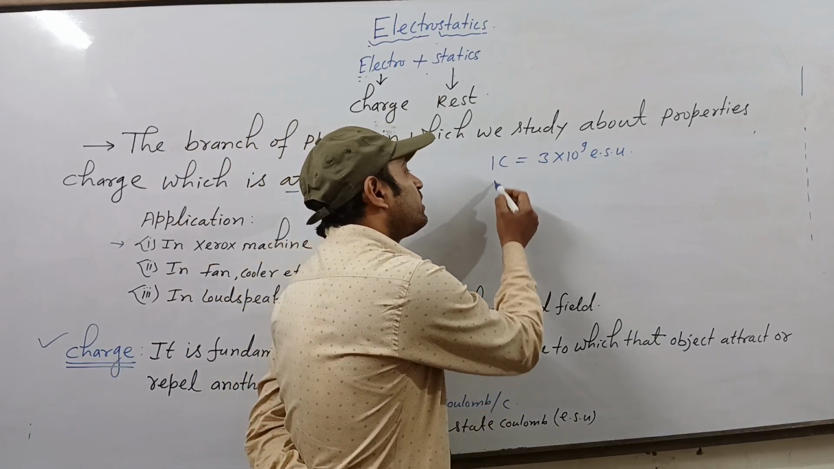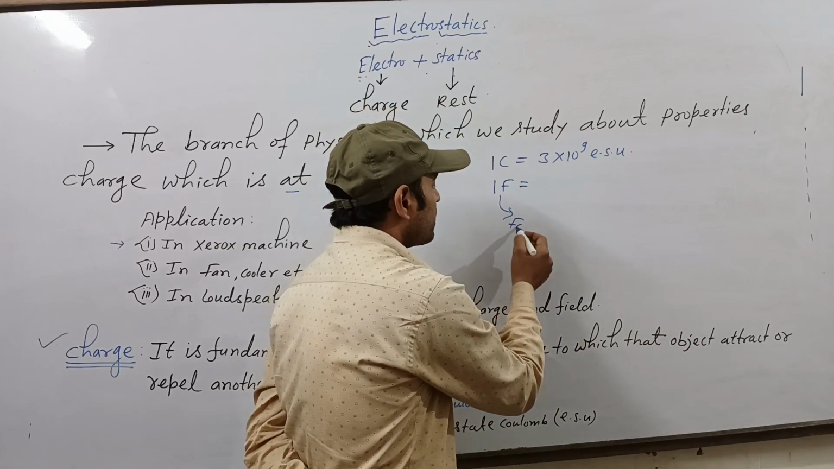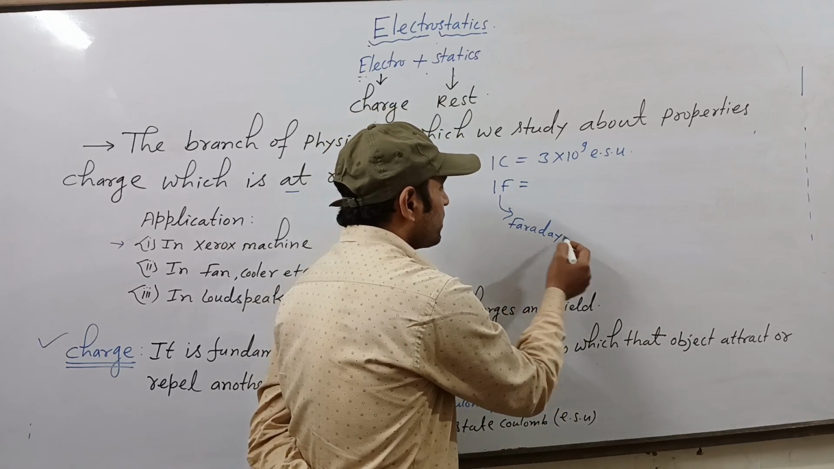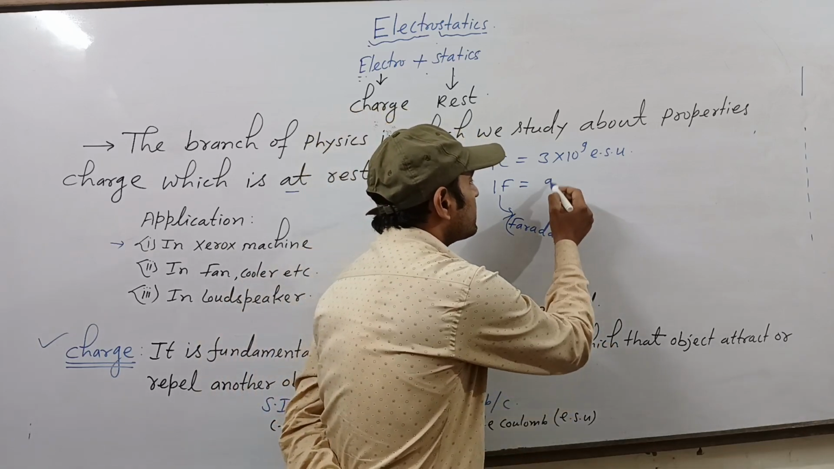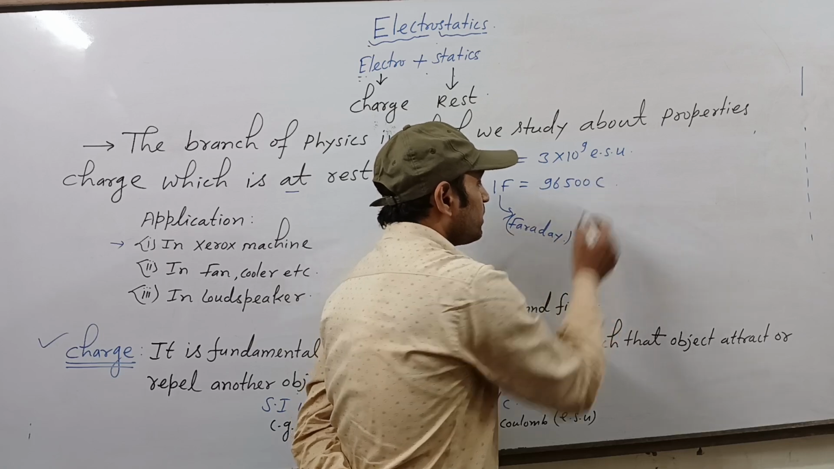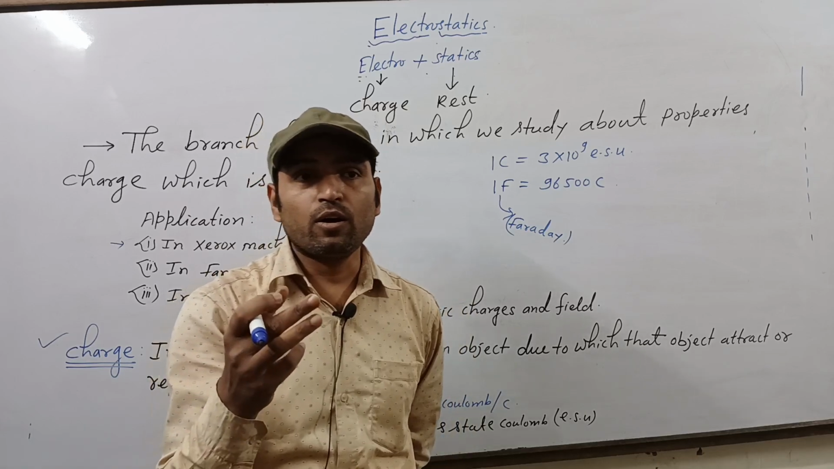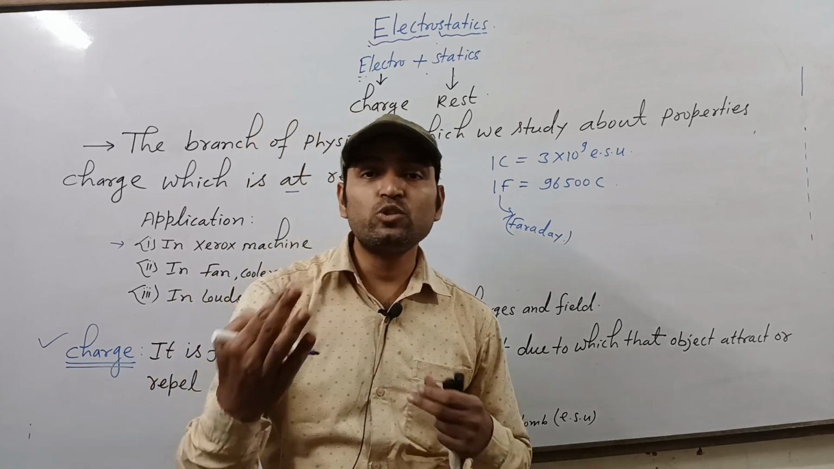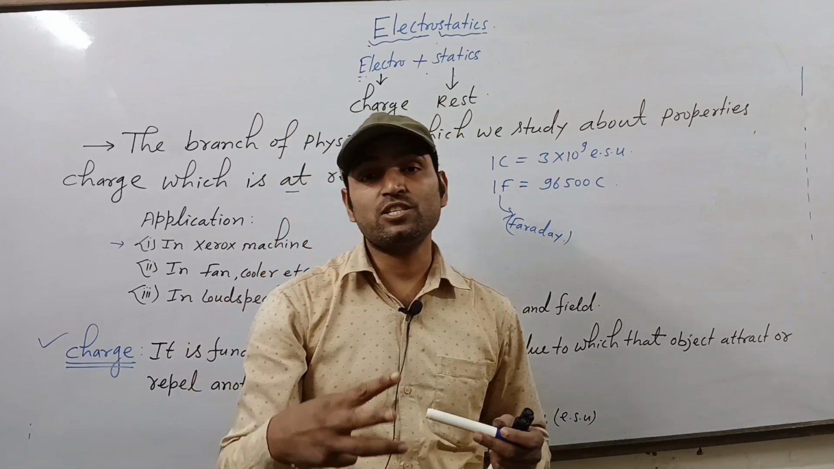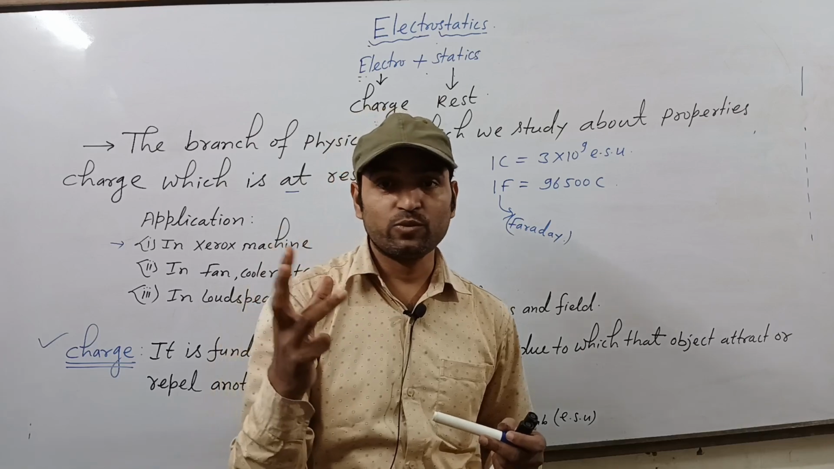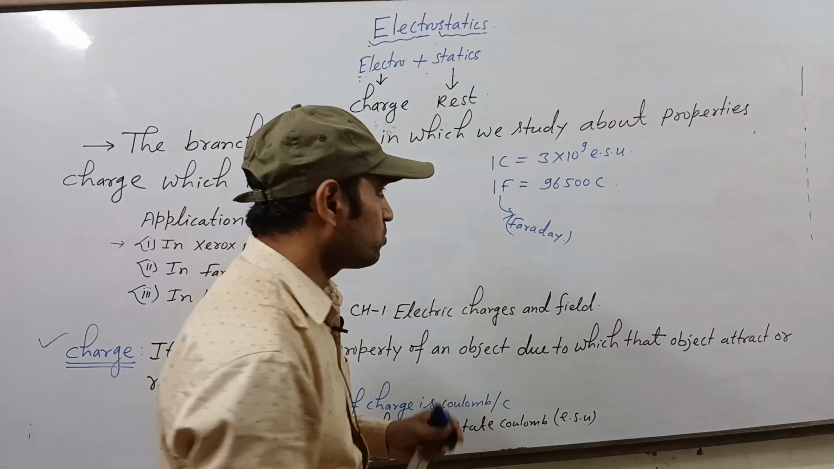Now another large unit of charge is the Faraday. 1 Faraday equals 96,500 coulomb. There is another unit also related to Faraday. Faraday was a scientist. One unit is the largest unit of charge, that is pronounced Faraday, and another one is the unit of capacitance, that is called farad. So 1 Faraday is 96,500 coulomb. This is the largest unit of charge.